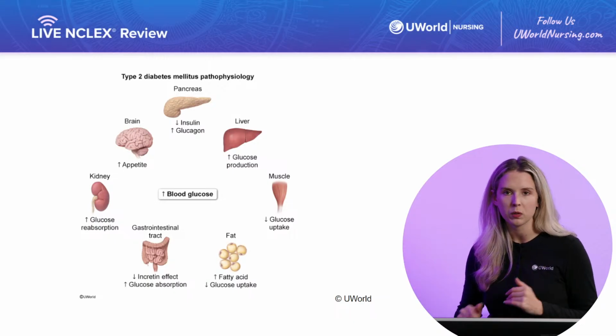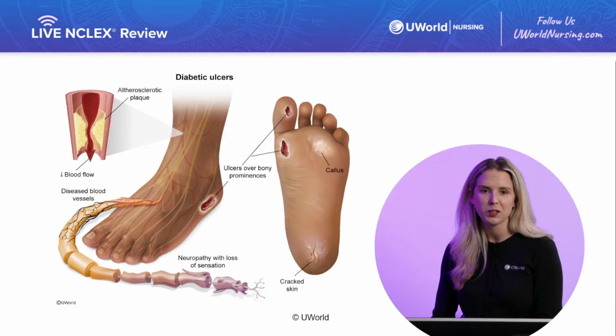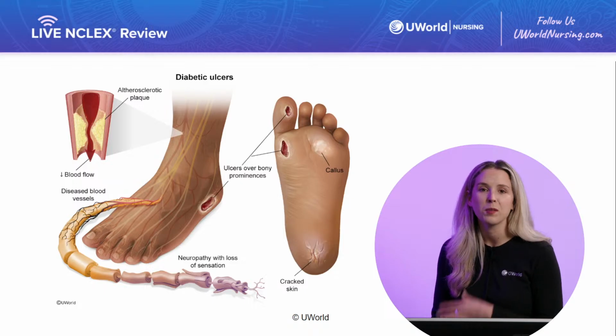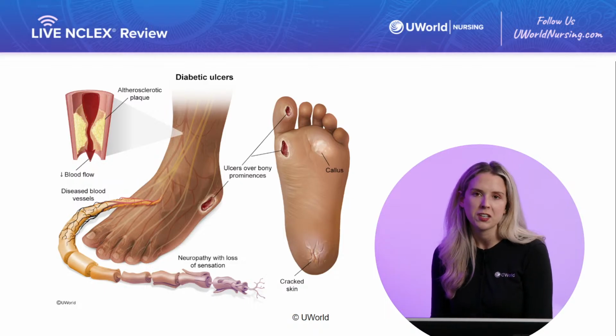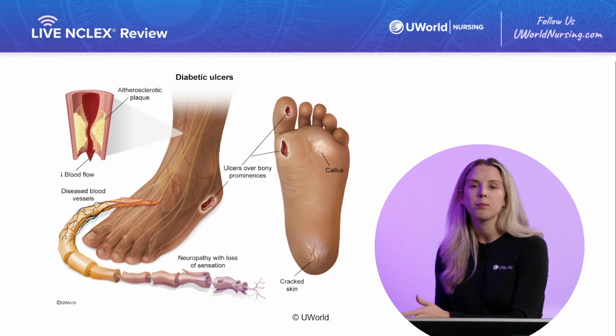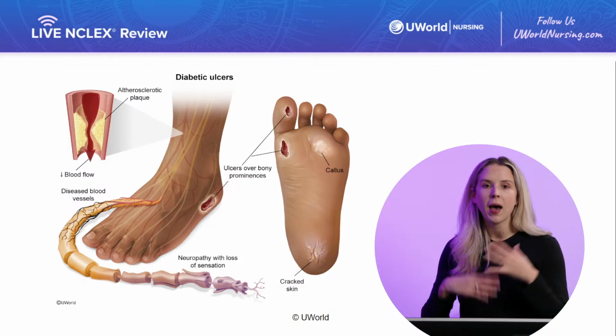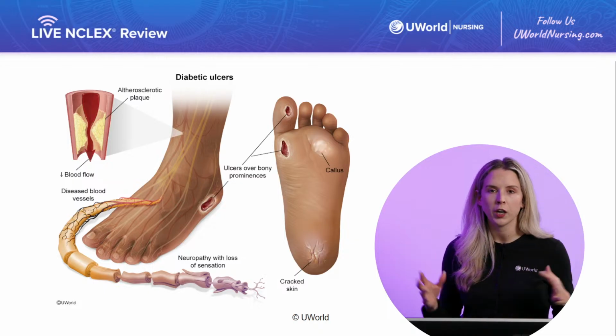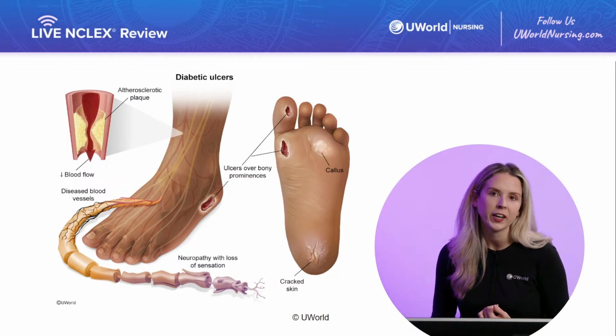So we have a diabetic ulcer image. It's a little gnarly, so if you're squeamish, maybe you might want to look away or just listen. But our complications from diabetes type 2 can be divided into our macrovascular and our microvascular complications. So macrovascular, thinking those big arteries, those big impacts, things like coronary artery disease.